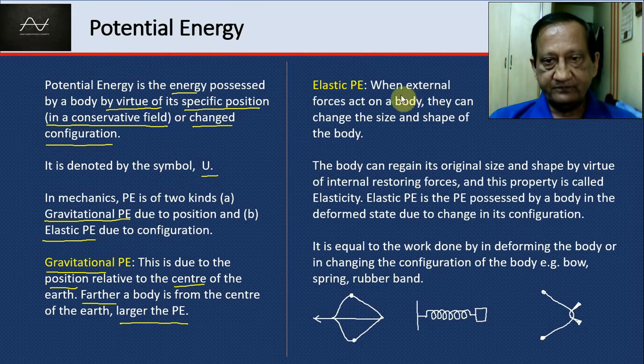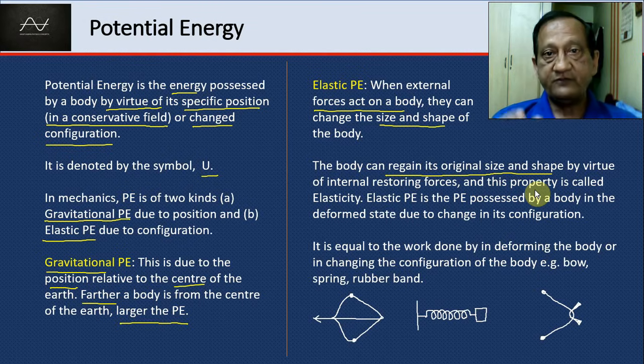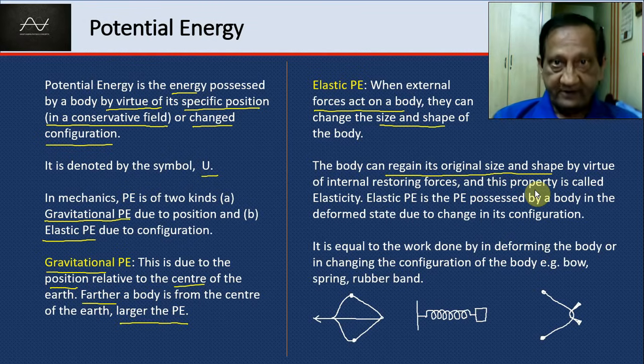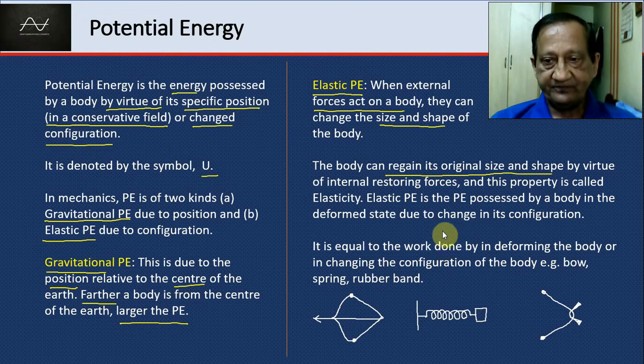We know that when external forces act on a body, they can change the size and shape of a body. So once the shape is changed, then the body can regain its original size and shape if you remove the deforming force. And this is by virtue of internal restoring forces, which are called elastic forces. And this phenomenon is called elasticity. That is why we give the name elastic potential energy. It is the potential energy possessed by the body in the deformed state due to a change in its configuration.